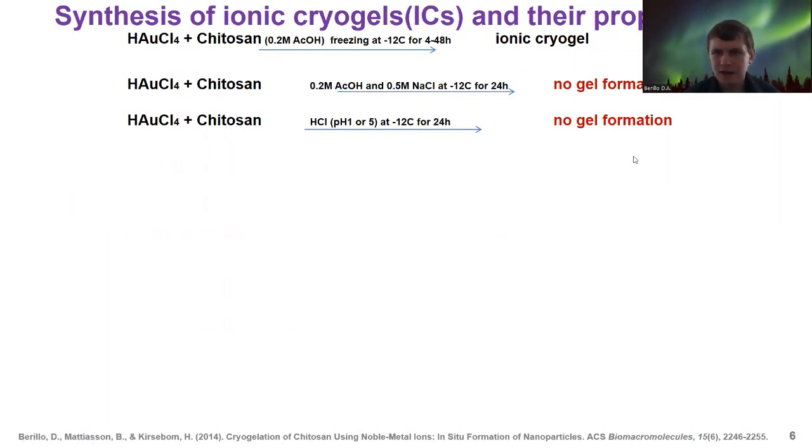We mixed hydrazine with tetrachloroauric acid, and they led to formation of some complex which was liquid at room temperature, but when we freeze it at moderate freezing, -12 degrees centigrade, for at least 4 hours, then it leads to formation of ionic cryogel.